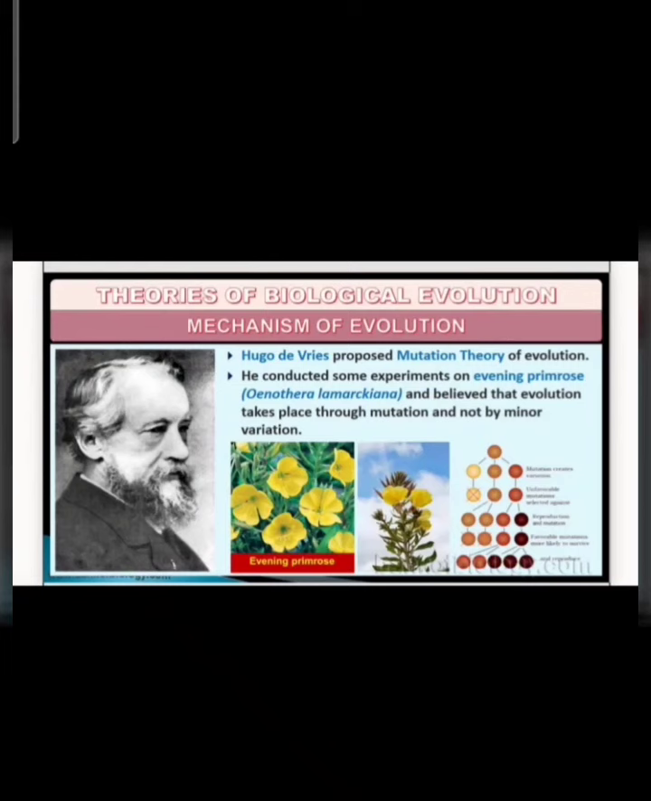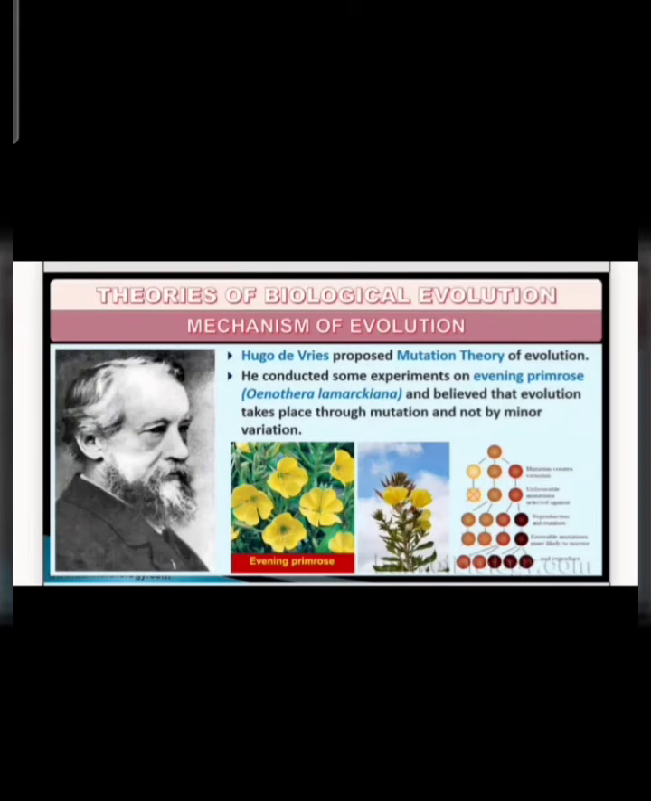Next, Hugo de Vries proposed the mutation theory of evolution. He conducted some experiments on the evening primrose, Oenothera lamarckiana, and believed that evolution takes place through mutation and not by minor variation.